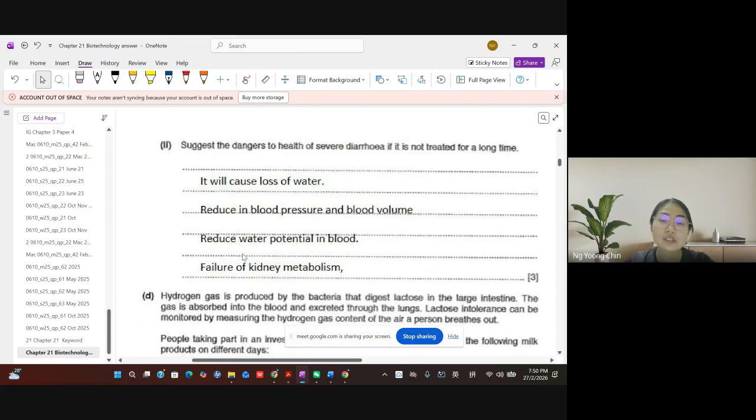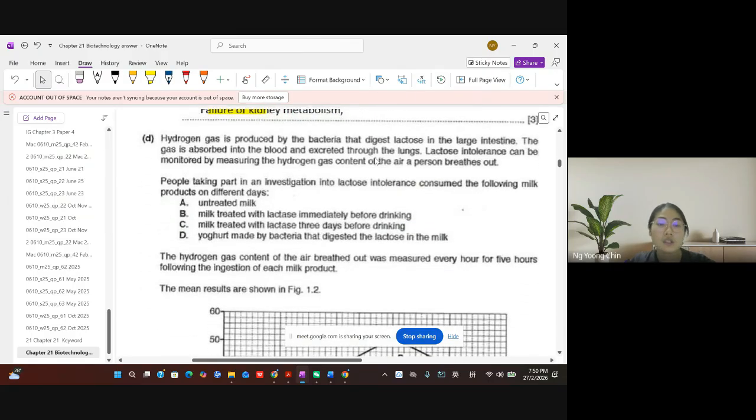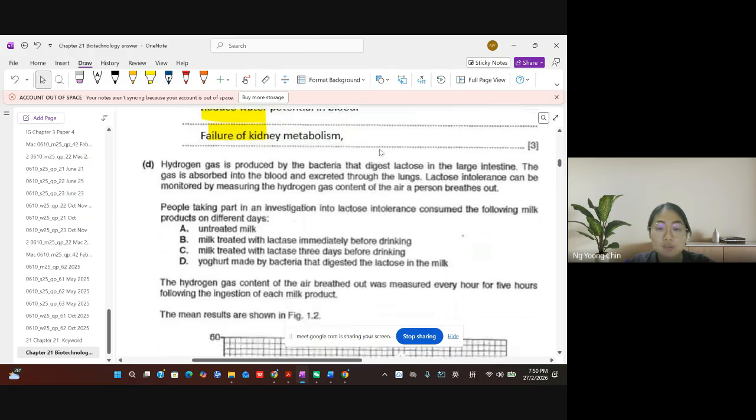This suggests a danger to health of severe diarrhea if not treated for a long time. The health effect is the loss of water, reducing the blood pressure, and failure of kidney metabolism.